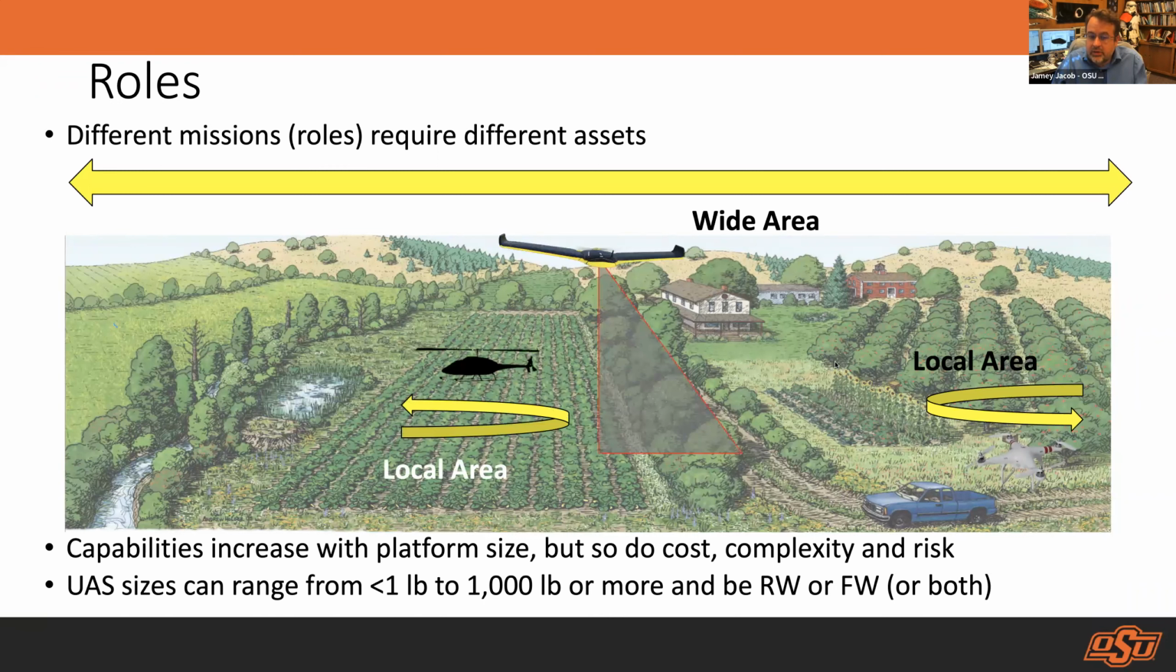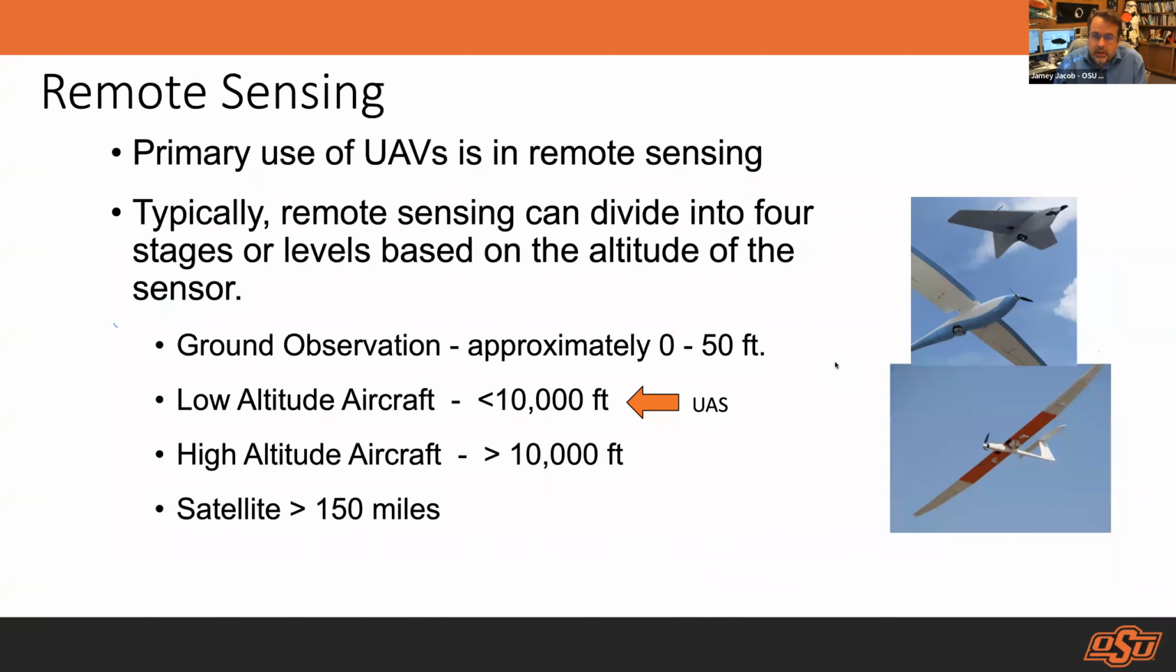The capabilities tend to increase with platform size, but so does cost, complexity, and therefore risk as well. And that's the reason the FAA has really developed this less than 55-pound rule for SUAS. Once you get above that, the systems become much more dangerous if an accident occurs. But UAS themselves can range from systems that are less than 250 grams up to thousands of pounds, right? And so you can have UAS that are just as large as an airliner in many cases.